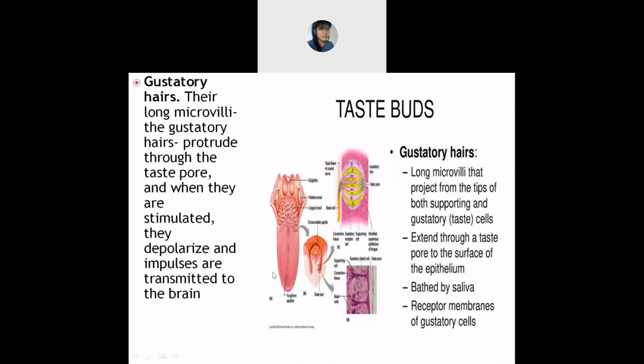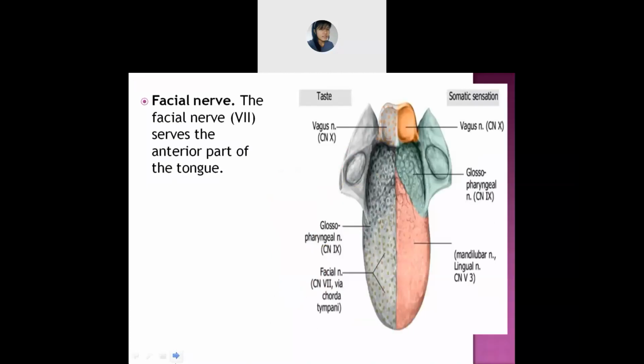Right. And what do they do? They stimulate and polarize, and the signal is transmitted to the brain. Whatever you taste, they will send an impulse to the brain saying whether it's tasty, bitter, sweet, salty, and so on. Is it clear? Yes, ma'am. And lots of saliva is there inside this. They're covered by the saliva.